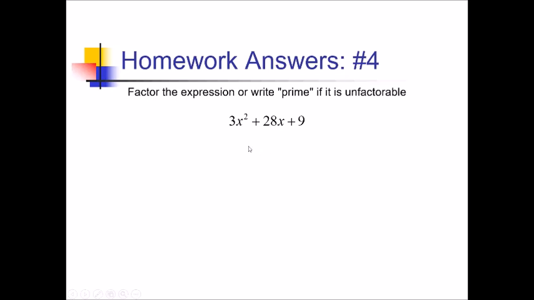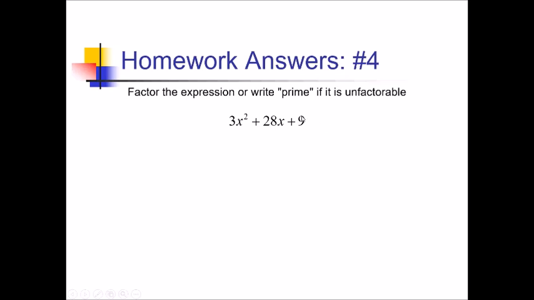So let me break this up into two parentheses and multiply them together and see what happens. So I need factors of 3x squared for my x term in the parentheses. So that would be a 3x and an x. There's really no other way to slice it. Now 9 has a few possible factors. We have 1 times 9 and 3 times 3.